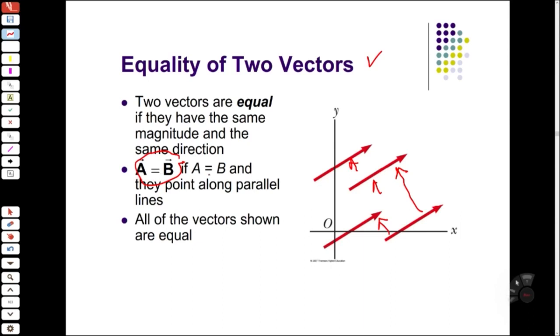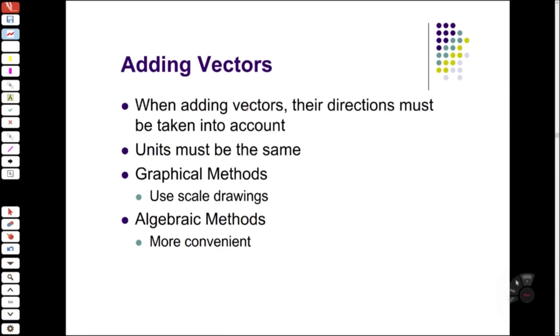Now, two vectors are equal if they point along the same direction and if the magnitudes are the same. Now, you also need to know how to add vectors. Okay. So when adding vectors, their directions must be taken into account. It's not a sum of numbers. You also have to take into account their directions. So their units must be the same, and there are graphical methods or algebraic methods.